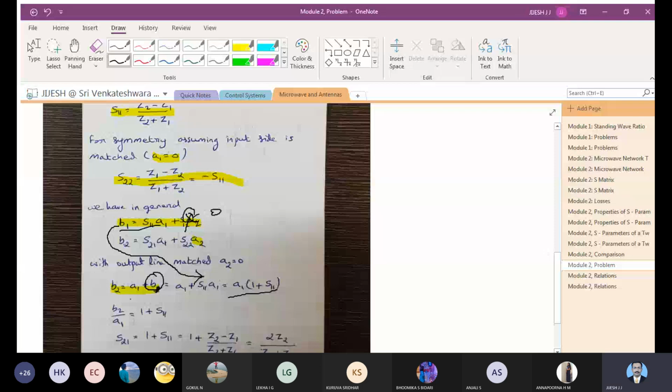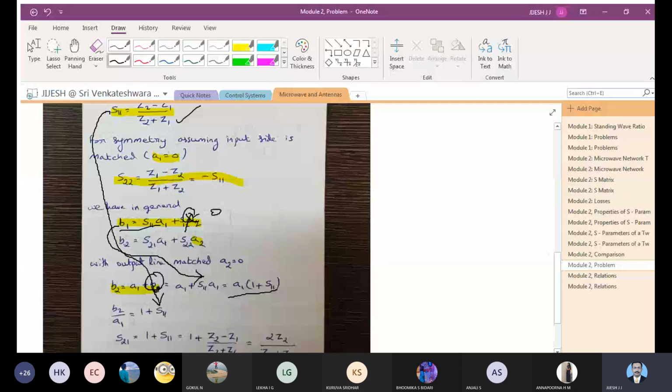Whether you have completed S11 already, you have the equation for S11 here. If I bring this equation here and substitute in place of S11, I can simplify it further. So we will see those things.